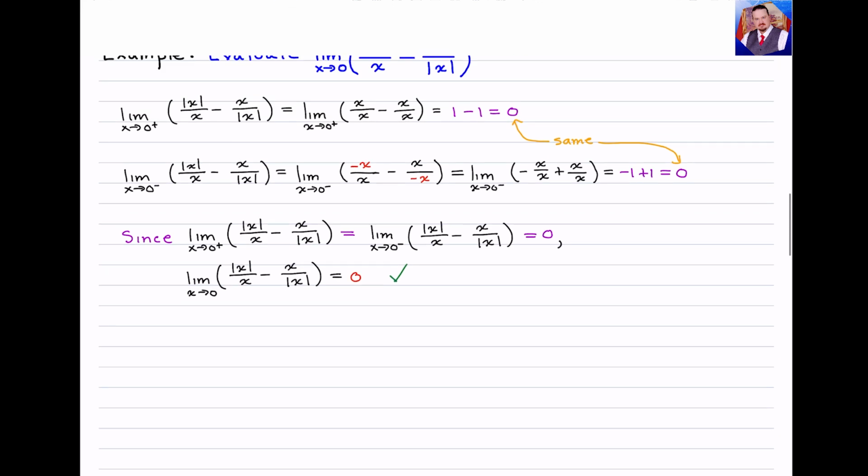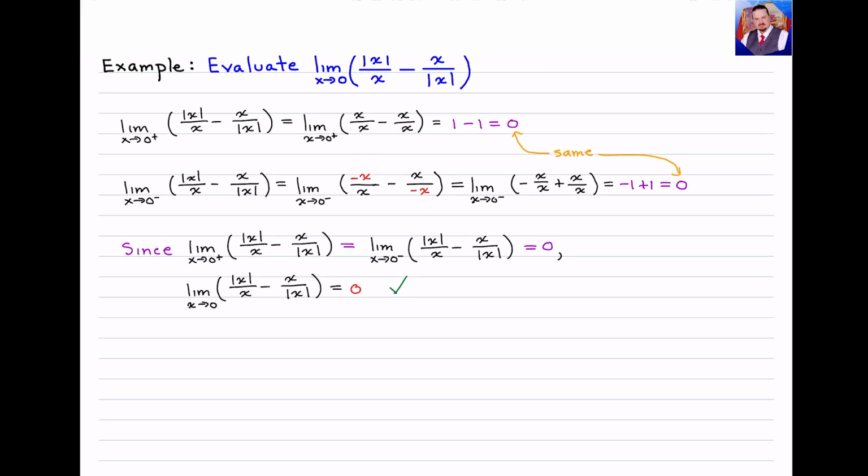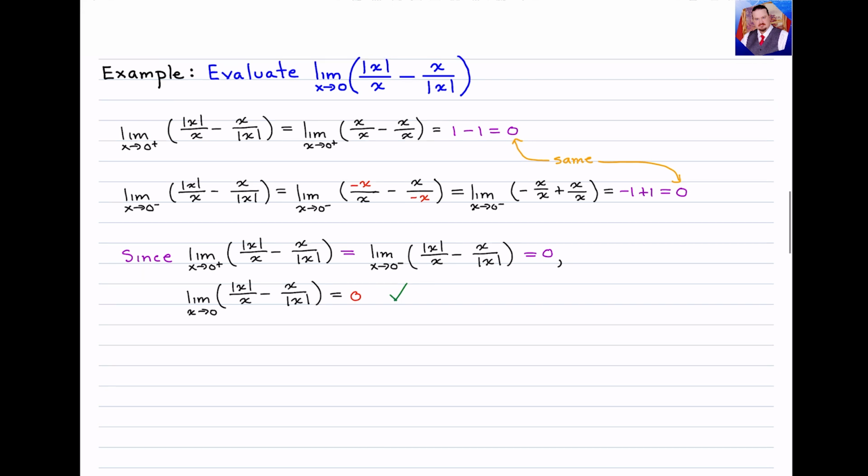That's another good example. And by the way, just as an FYI, you can evaluate this limit without doing the limit from the left and from the right. It's kind of neat to do as a little challenge, but it's a good illustration of techniques for the one-sided limit. Okay, let's go to our third problem.